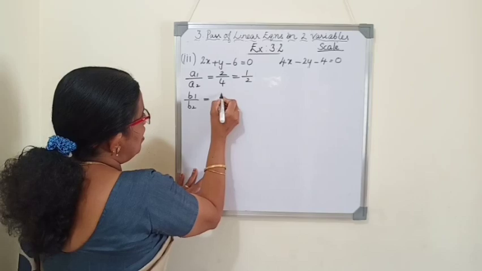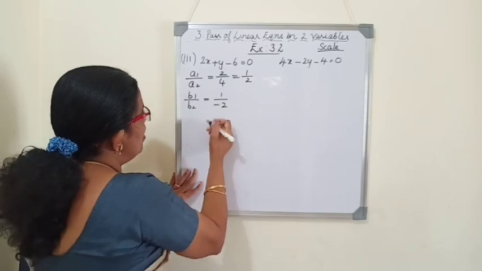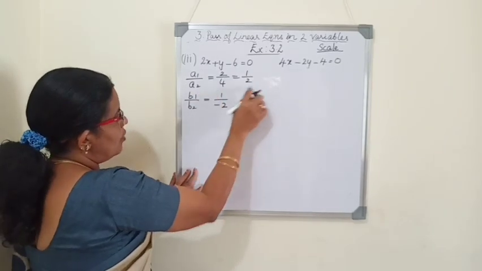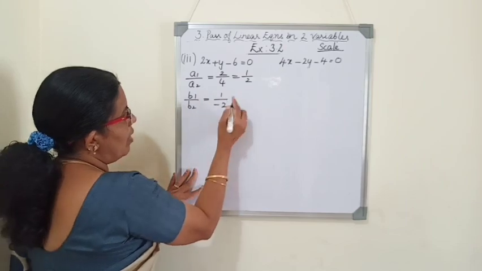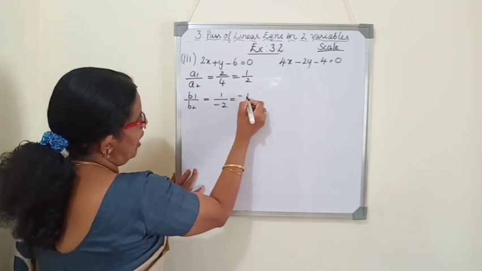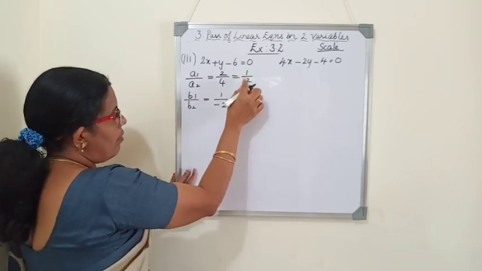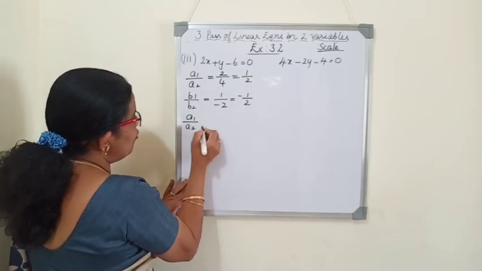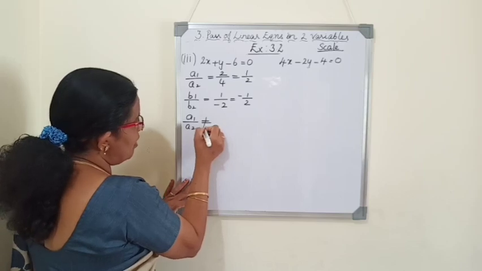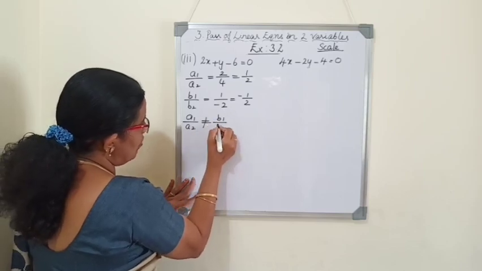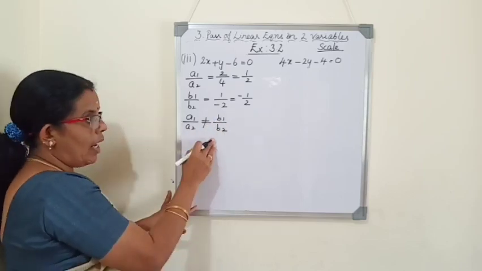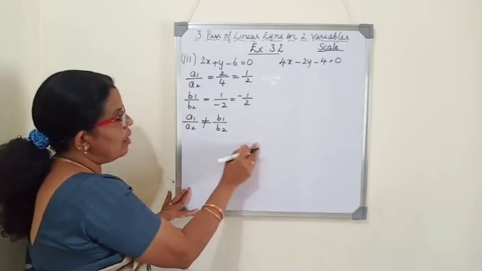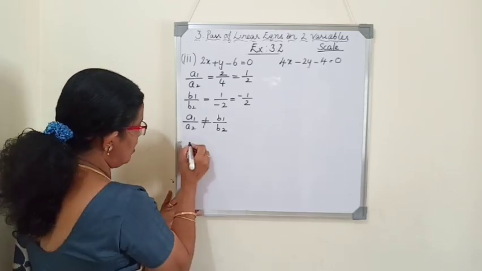1 by minus 2. See here, a1 by a2 is 1 by 2. b1 by b2 is 1 by minus 2, which is nothing but minus 1 by 2. Here, a1 by a2 is not equal to b1 by b2. So, no need to find out c1 by c2. Directly we will write a1 by a2 is not equal to b1 by b2. Lines will intersect at a point, unique solution and consistent.